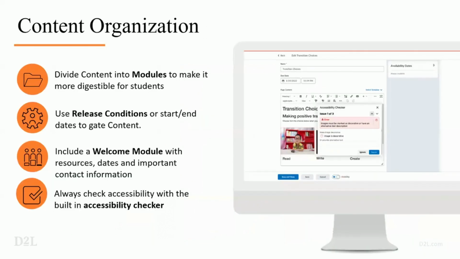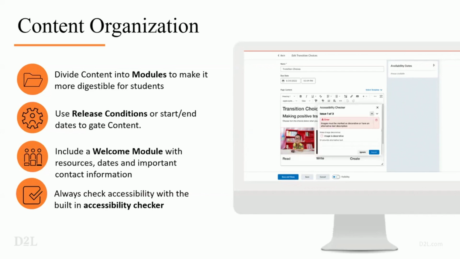When we're considering our course design, it's incredibly important to consider how you organize your course content. Some key things that we have found to contribute to a well-designed course include the following. Dividing content into modules. This makes it much more easily digestible for students. You can break down your content by week or by topic, but it's best to have your modules arranged prior to the start of the semester to limit confusion for students.